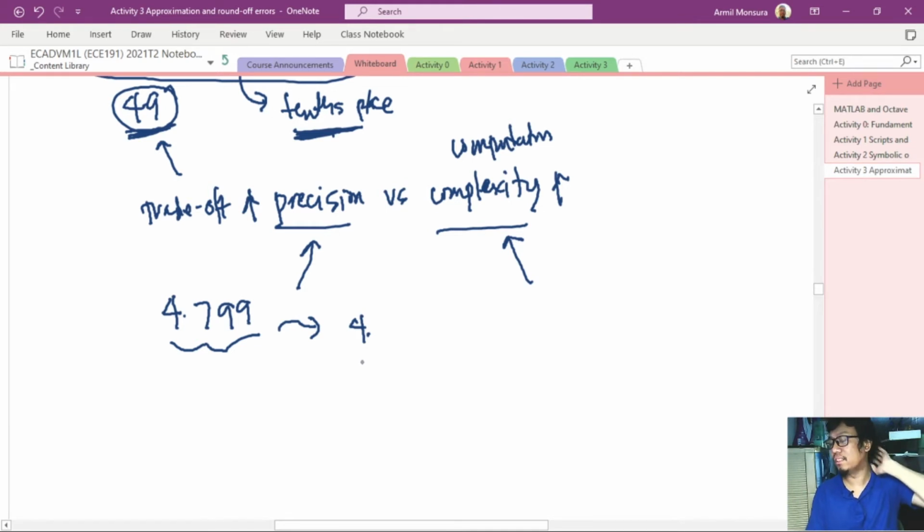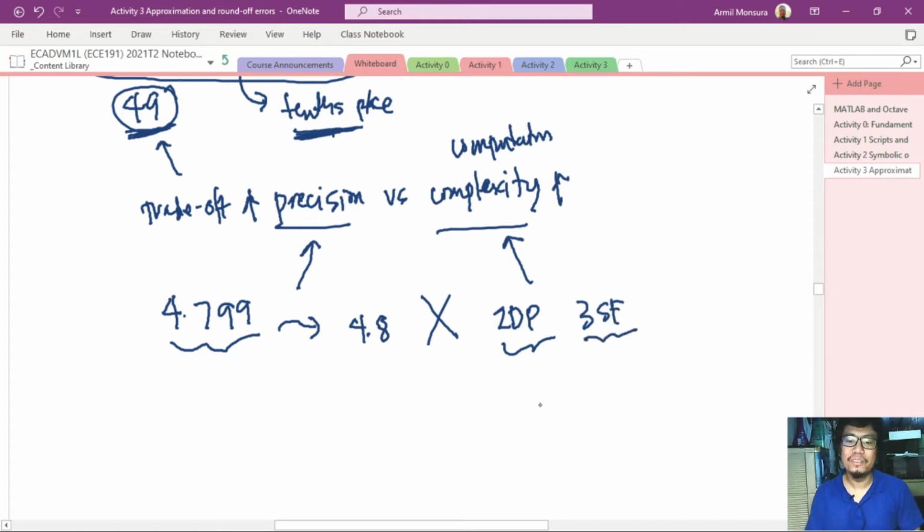Because if you are to express this using 3 significant figures or 2 decimal places, normally students would write this as 4.8. And this is incorrect. Again, if you're expressing your numbers in terms of 2 decimal places, you use 2 decimal places, or 3 significant figures, you use 3 significant figures. So when you express this in terms of 2 decimal places or 3 significant figures, it should be written as 4.80.